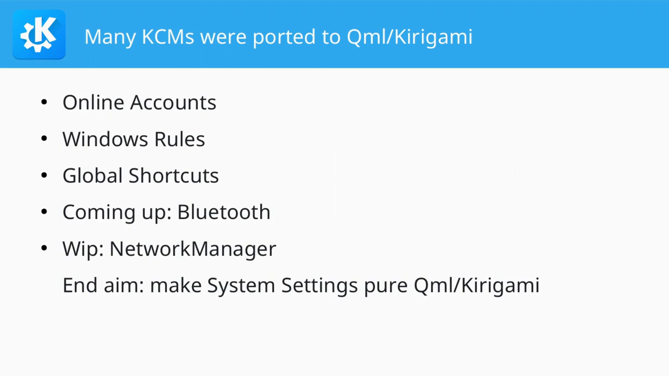Finally, we are porting KCMs, that is system settings sections, to Kirigami. So we have done online accounts, window rules, global shortcuts, Bluetooth has just landed, and we are working on Network Manager. The end aim is to make system settings pure QML Kirigami in order for it to be completely consistent throughout.